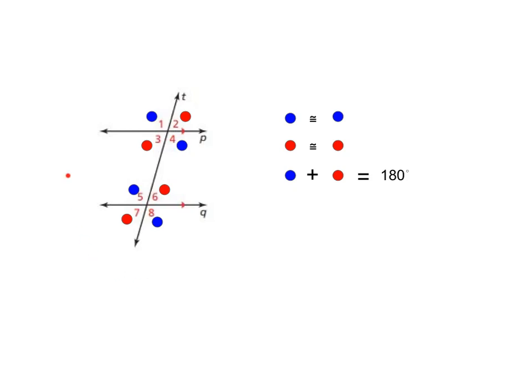So this summarizes all the relationships among the 8 angles formed by two parallel lines cut by a transversal.